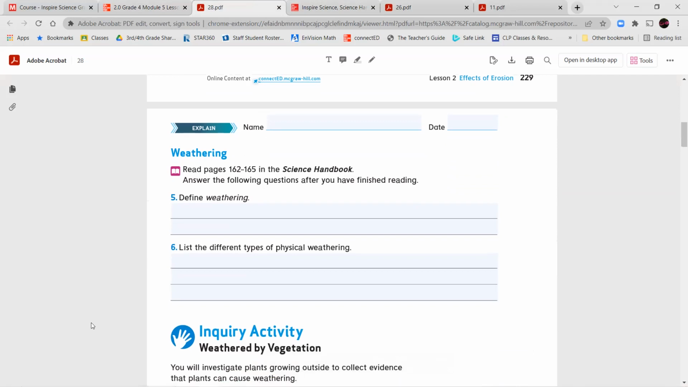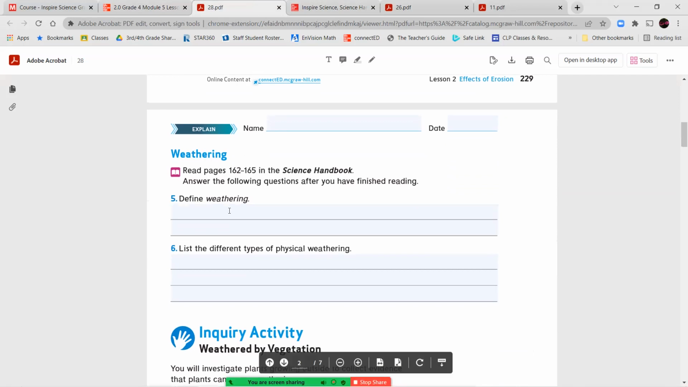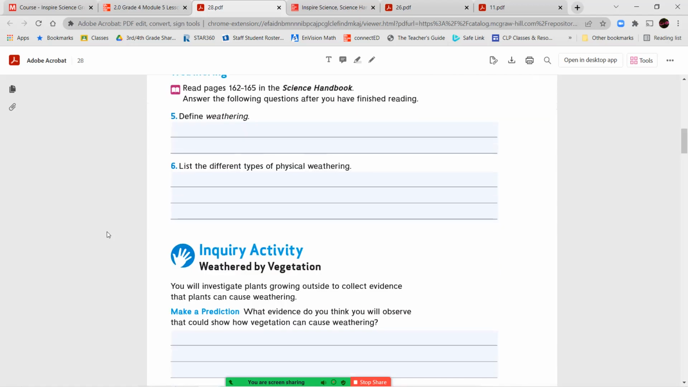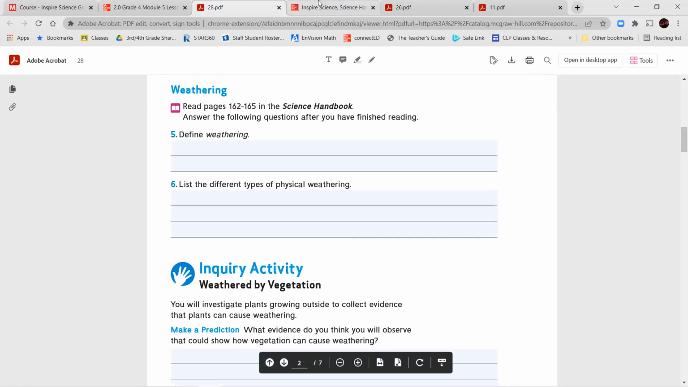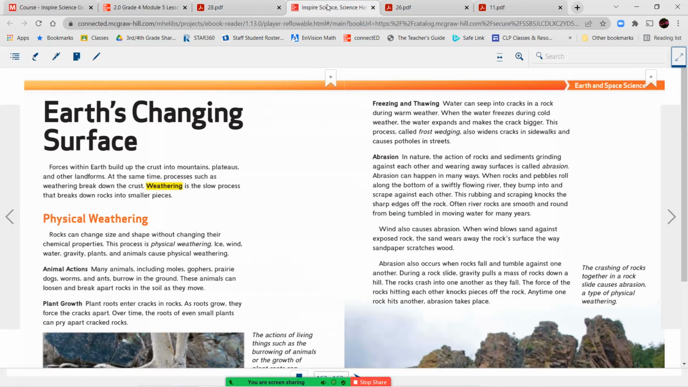The first question says, define weathering. So give the definition. Tell me what weathering is. Number 6, list the different types of physical weathering. So there's going to be more than one. Tell me what each one is and what it does. And then we're going to continue on to our page. So let's go ahead and start reading in our textbook.